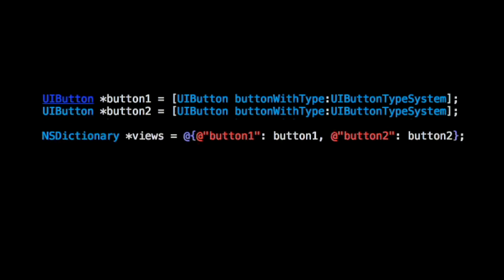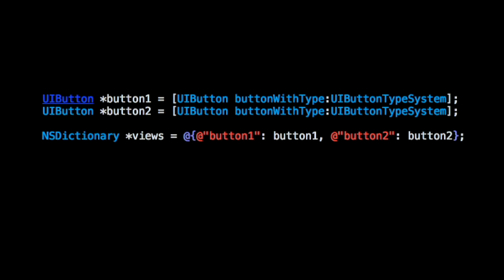And the last parameter there is the views dictionary. This dictionary is used to link the views in the format string to the view objects that they refer to. The keys in this dictionary are string values that are used to refer to views, and the values must be the actual views that they're referring to. So in our example with the buttons before, we'd create a dictionary that looked like this. We create our two buttons, and we say that any time in the visual format string where you see the string button1, we're actually talking about the view button1.